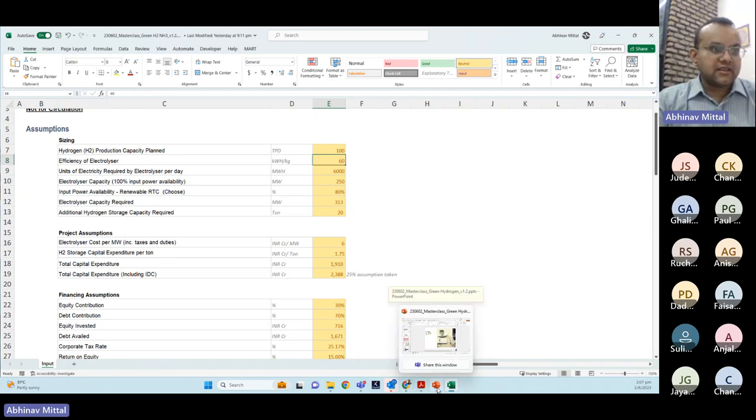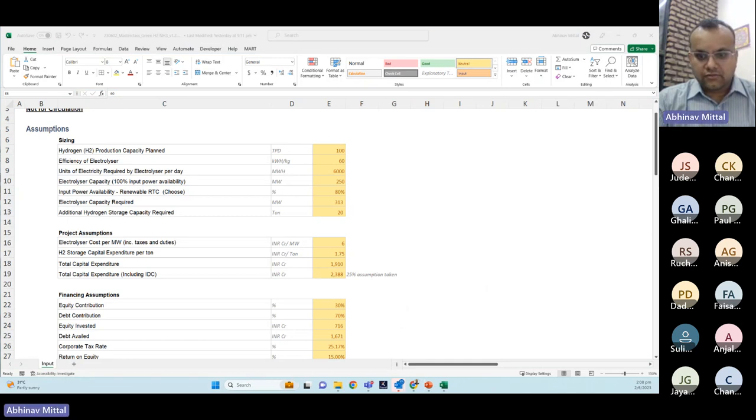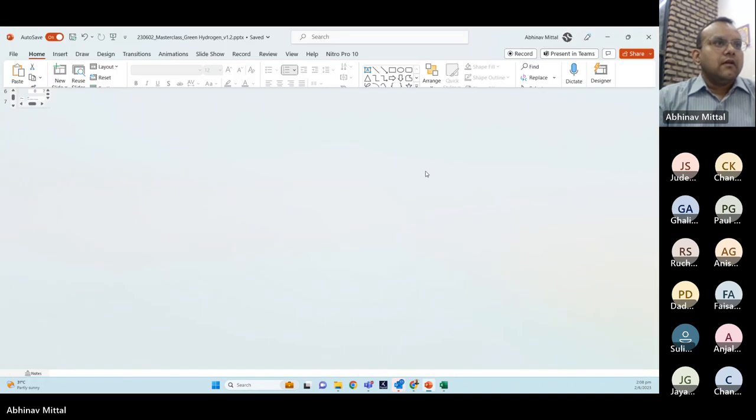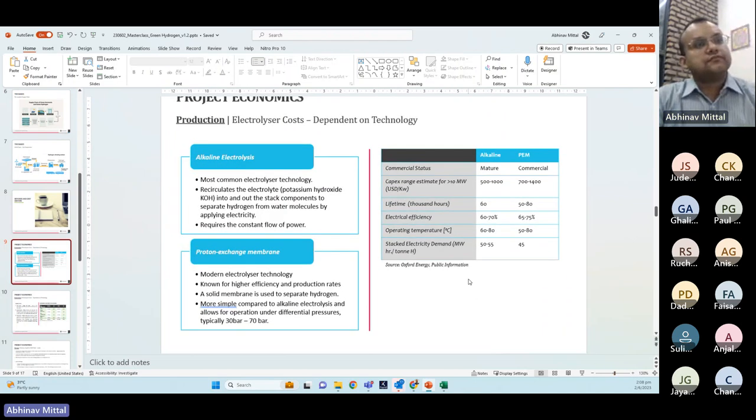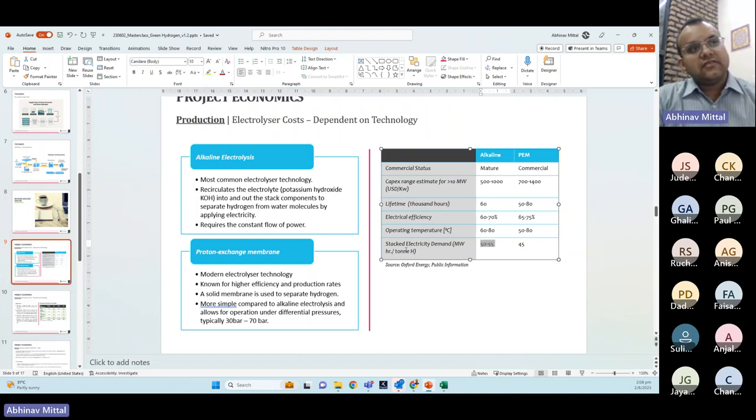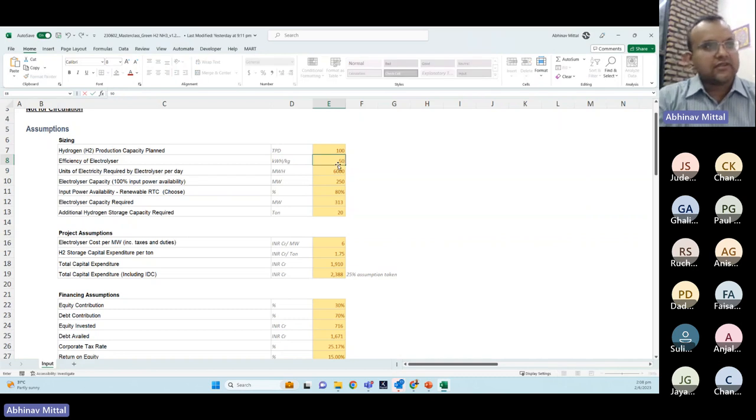So if I move back to the presentation that I was projecting, just so that you can relate to the things, you have this efficiency, right? Electricity demand, megawatt hour per ton. I've just converted that into kilowatt hours per kilogram. It's in the range of 50 to 55, 45. I have assumed 60 here. Yeah, we can take it as 50 as well. I think that's fine. So what it means is that if you want to produce 100 tons, then you would have to get 5,000 megawatt hours of electricity.